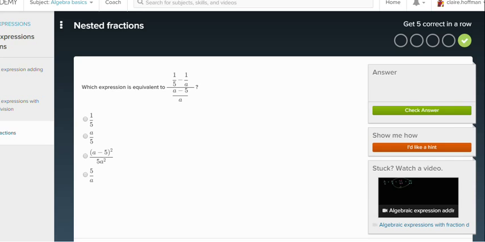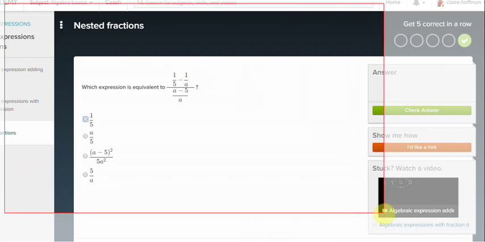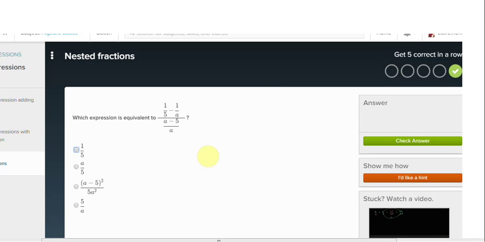Let's do another one. All right, so which expression is equivalent to this little guy? Well, we've got some fractions within a fraction, so let's take a look at this guy on the bottom. Let's get rid of this a so we don't have to have a fraction in a denominator. And to get rid of this a, I'm going to multiply this by, you guessed it, a. And of course, whatever I do to the bottom, I must also do to the top.